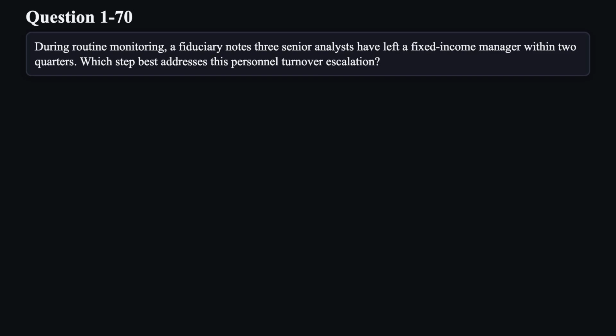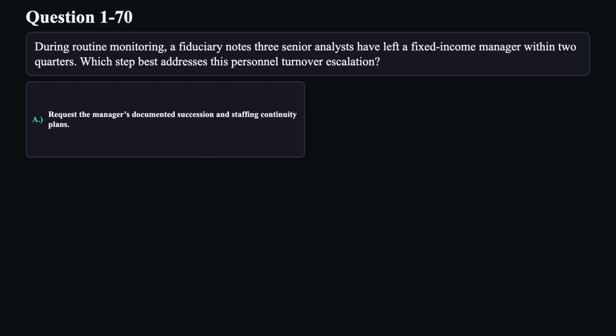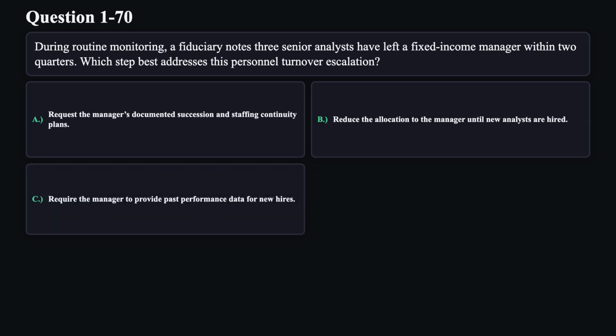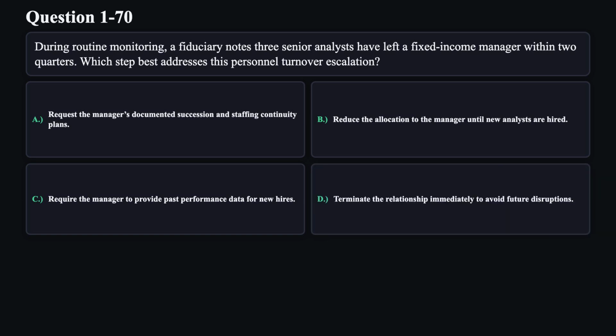Question 70. During routine monitoring, a fiduciary notes 3 senior analysts have left a fixed income manager within 2 quarters. Which step best addresses this personnel turnover escalation? A. Request the manager's documented succession and staffing continuity plans. B. Reduce the allocation to the manager until new analysts are hired. C. Require the manager to provide past performance data for new hires. D. Terminate the relationship immediately to avoid future disruptions.